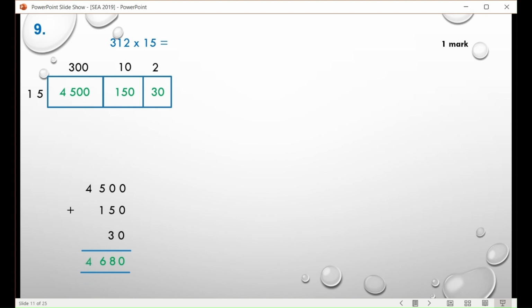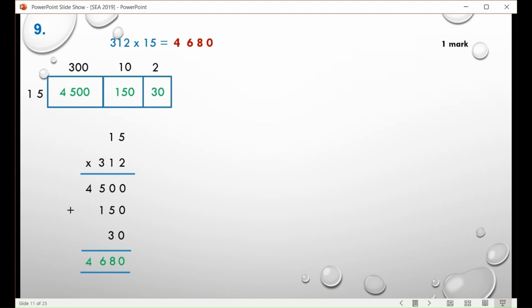So we've gotten our answer. So the answer for 312 multiplied by 15 is 4,680. And the question is done. And if we take a look at this, what did we really do? We really multiplied 312 times 15. And that is the normal algorithm that we use in school.